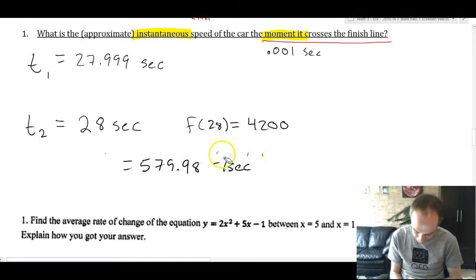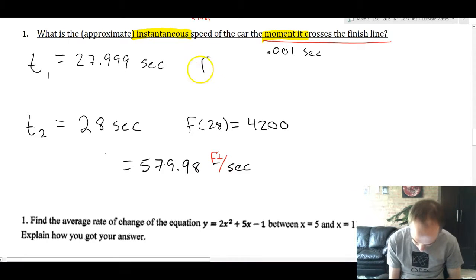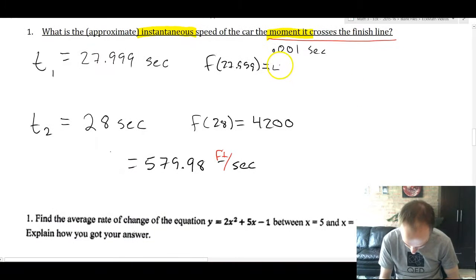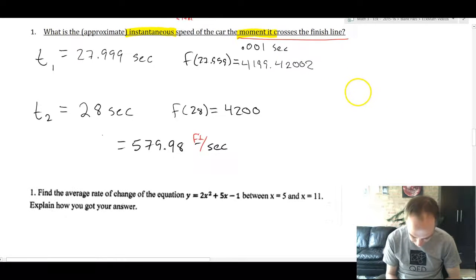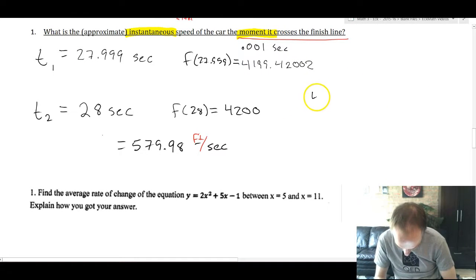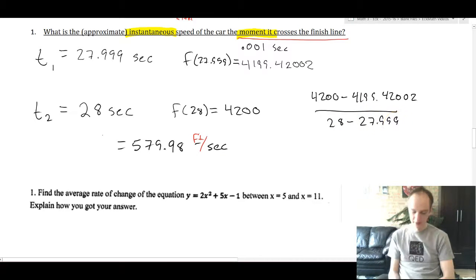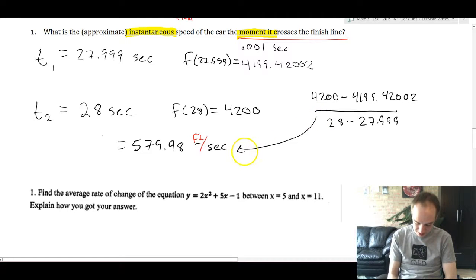So here's what I'd like to see on the page. You need to write me what f of 27.999 was, which, looking at the calculator, was 4199.42002. And then you need to show me the difference quotient that you used. So we did 4,200 minus 4199.42002 divided by 28 minus 27.999. This equals that.